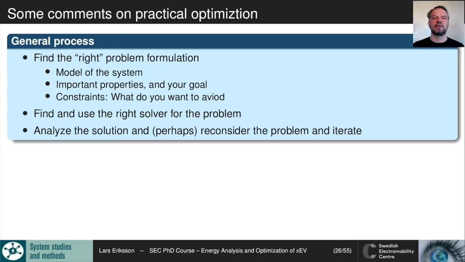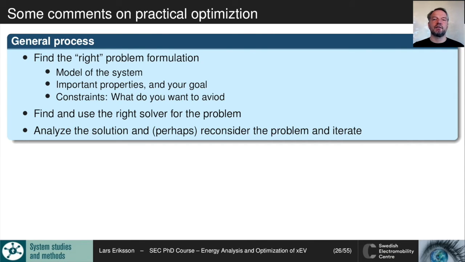Some comments on practical optimization. As I have worked a lot on optimization, I'm giving you my general advice. One important part is finding the right problem formulation. Even though you think that you have a good idea of what you would like to accomplish, usually there are a lot of things that you still can do. So finding the right problem formulation includes modeling the system, putting up important properties. What is your goal? What are you trying to achieve? And you also add the constraints. What do you want to avoid? Is there something that you don't want to happen?